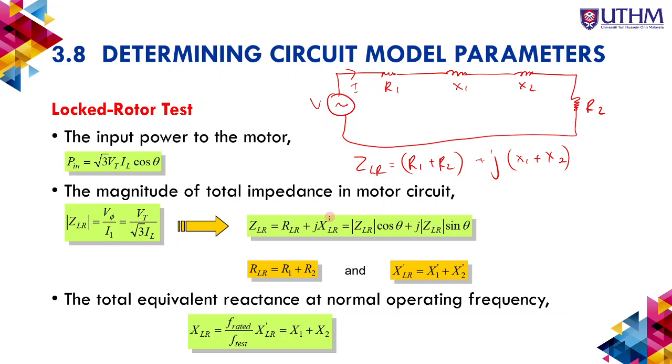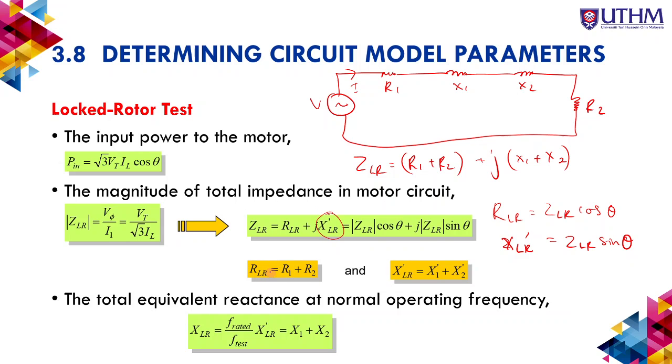Over here they write a prime. You can see they write a prime because it's dependent on the frequency. So this is how to measure it. If you want to measure the R component, R is equivalent to ZLR cos theta. This is from the real and imaginary components. This one is XLR, so this is X prime, ZLR sin theta.